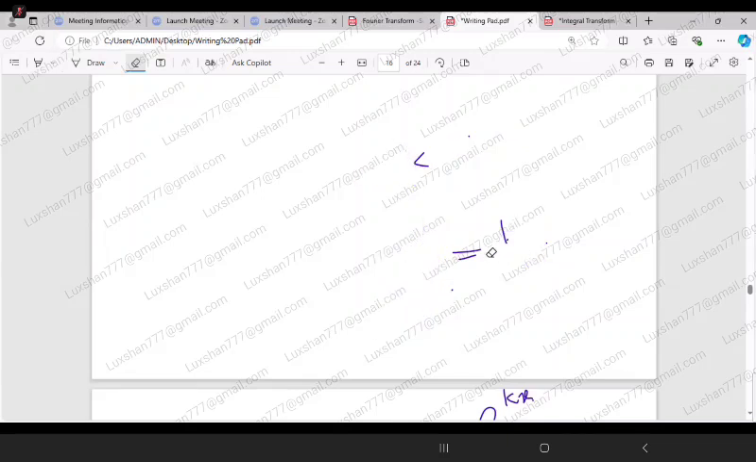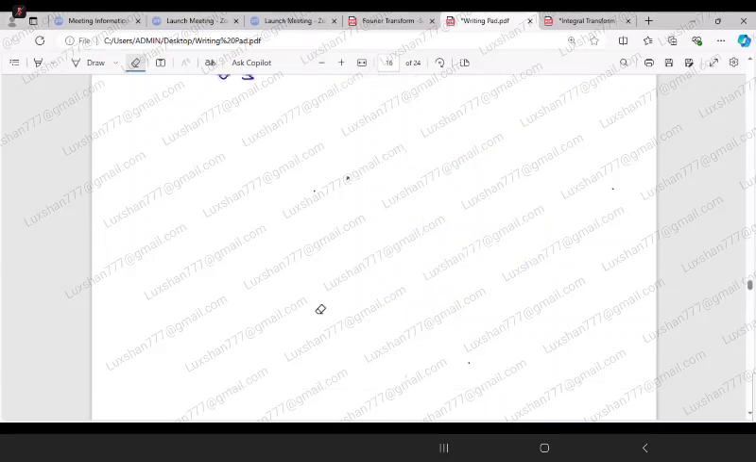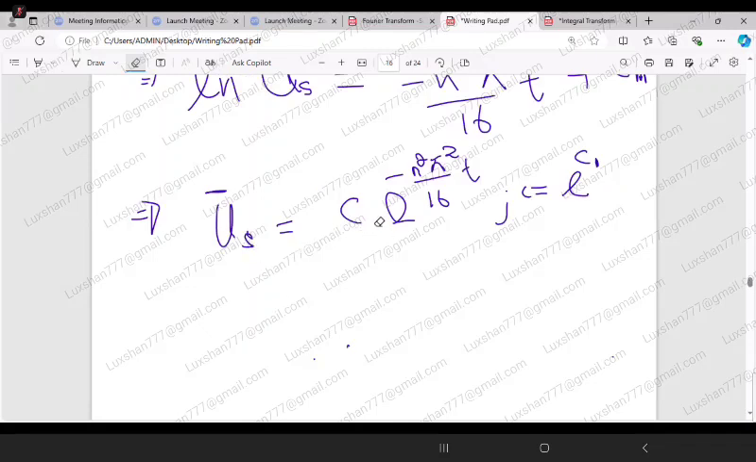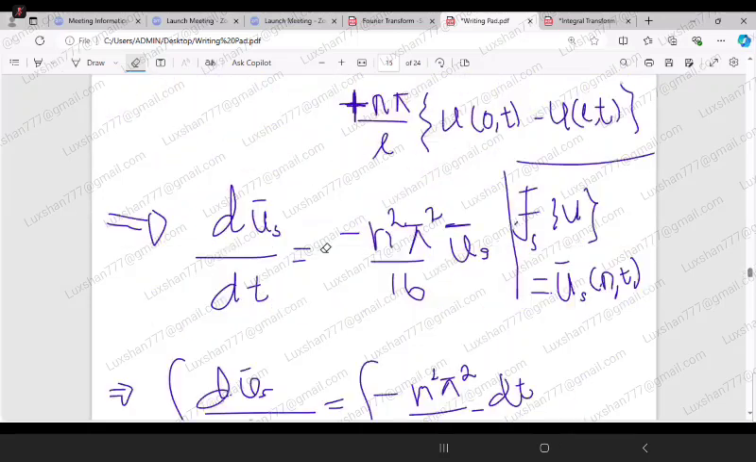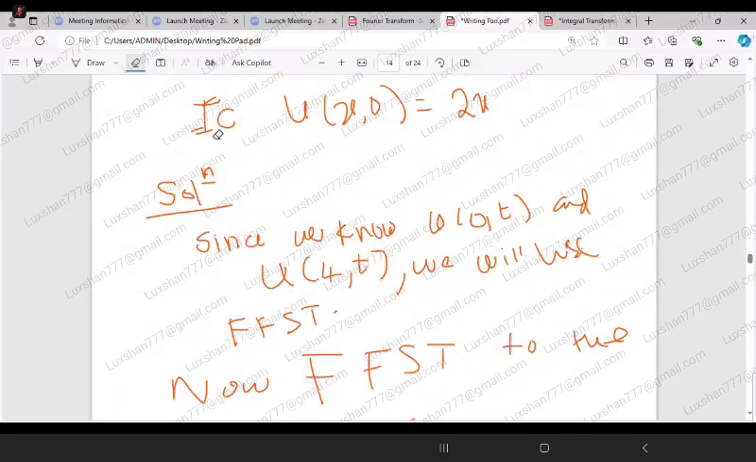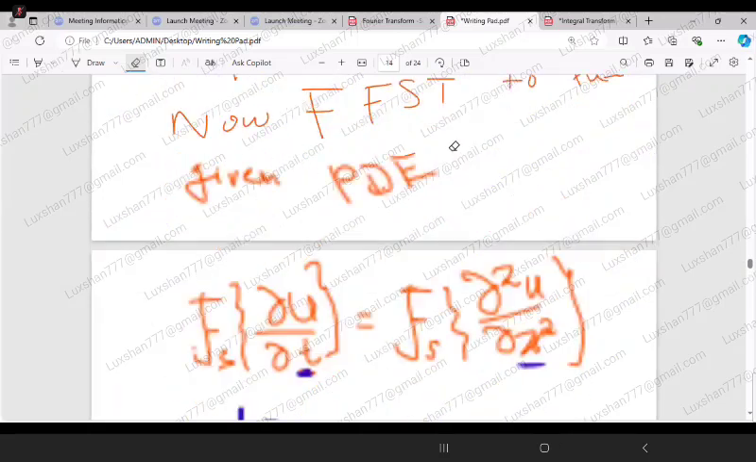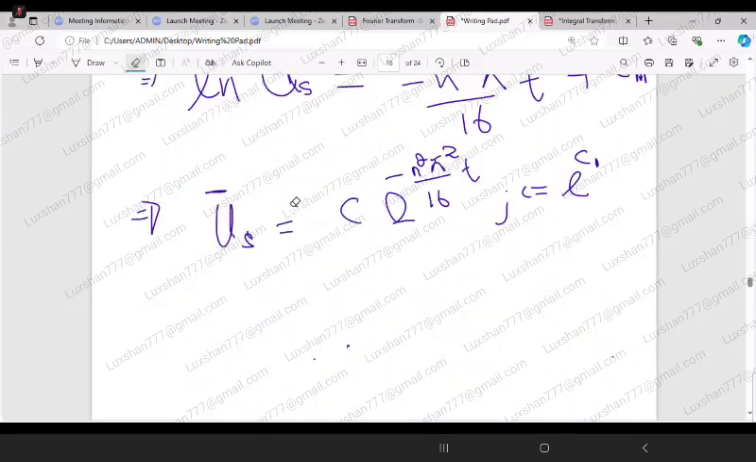Now what we have to do, actually we want to find this c. So how to find this c? We want to use the initial condition. So what is the initial condition we are having? u x comma 0 equal to 2x.